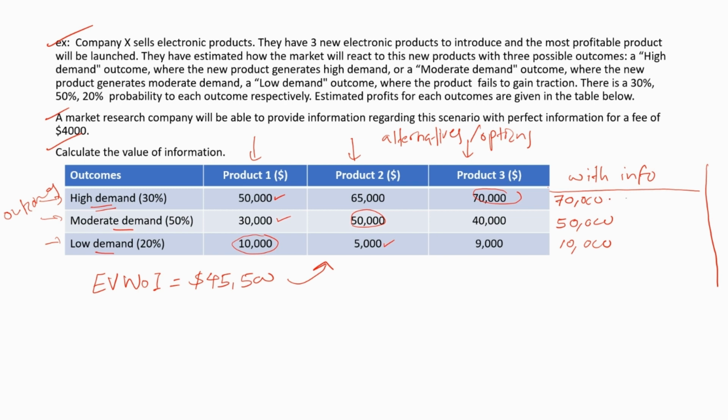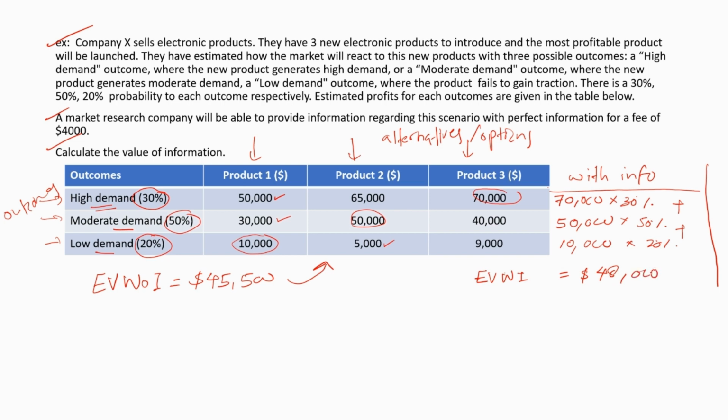So now we can calculate the expected values as earlier. So this is multiplied by 30% because for this outcome it is 30%, for the second outcome 50%, for the third outcome it is 20%. These probabilities will not change. We can add these values and we can calculate the expected value with information, which is equal to 48,000.